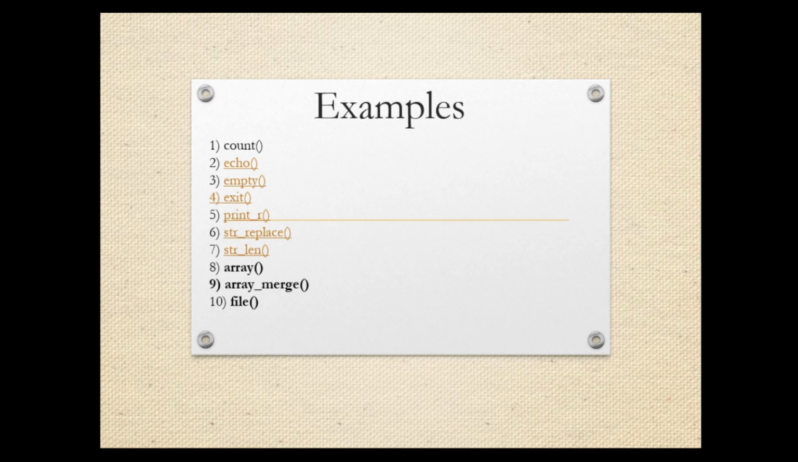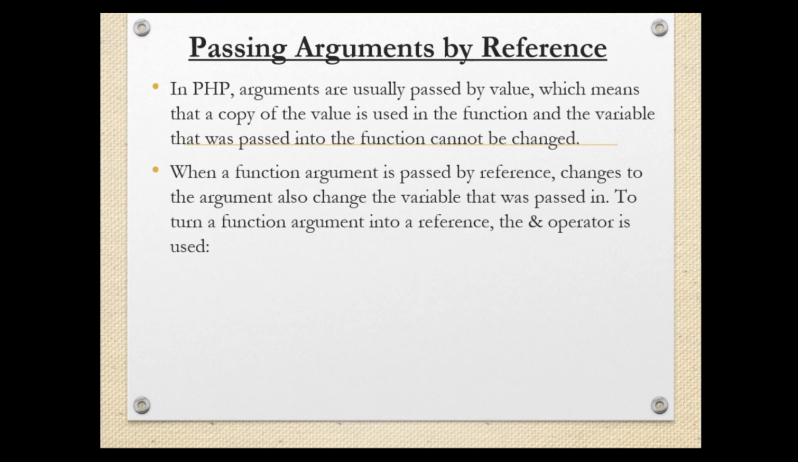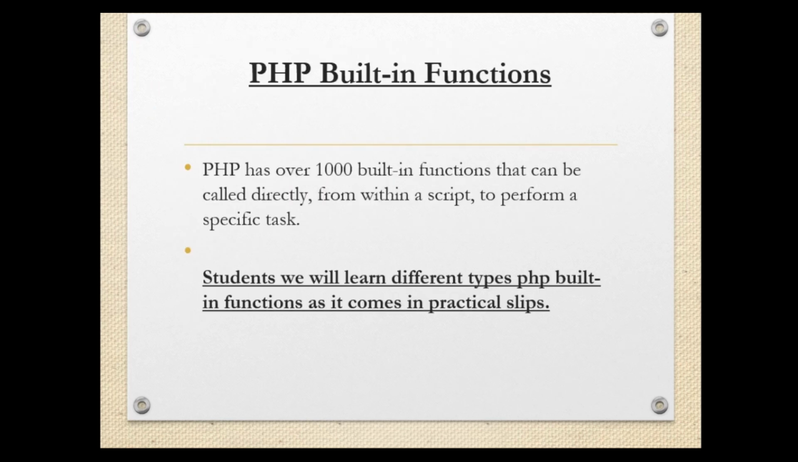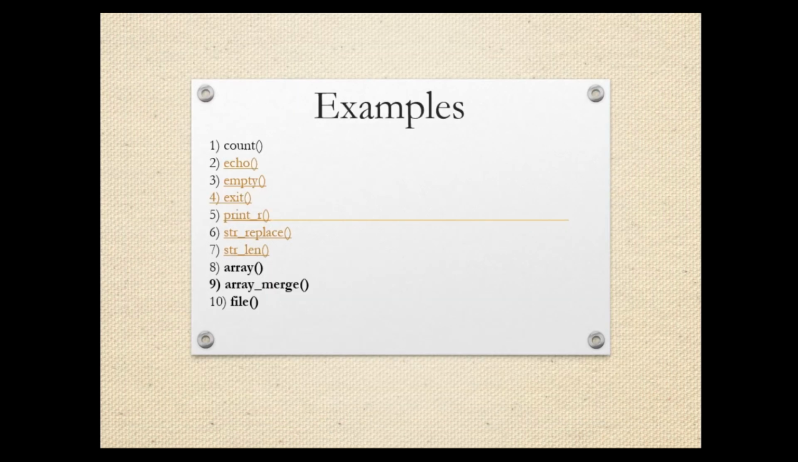As we do the practical slips, there are different types of practical slips. In those we have to use different PHP inbuilt functions. So student, this is the end of chapter number 3. In this session we have seen passing argument by reference with an example, what PHP inbuilt functions are, and different examples of PHP inbuilt functions. Okay, so student, we will just wind up the session right now. This is the end of chapter number 3. Thank you.